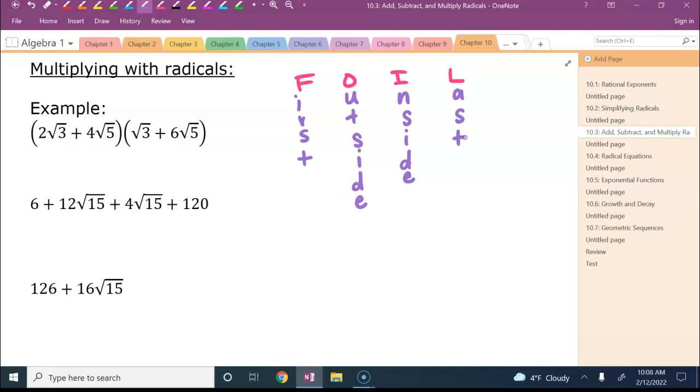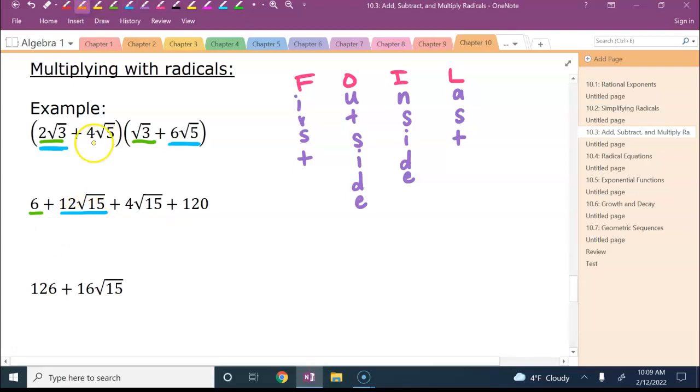So your first terms would be to take the 2 square root of 3 times the square root of 3. And that would become 2 times the square root of 9, which the square root of 9 is a 3. So 2 times 3 becomes the 6, and that's what they have right there for that first term. Your outside terms would be the 2 square root of 3 and the 6 square root of 5. So they're the terms that are farthest apart from each other. So 2 times 6 is 12, and underneath the square root you have 3 times 5, which is the 15. So that's how they got that outside term, which is the second one they have written down here.